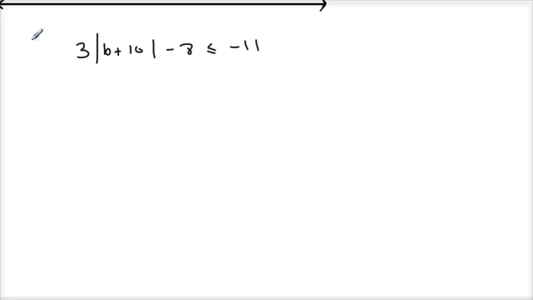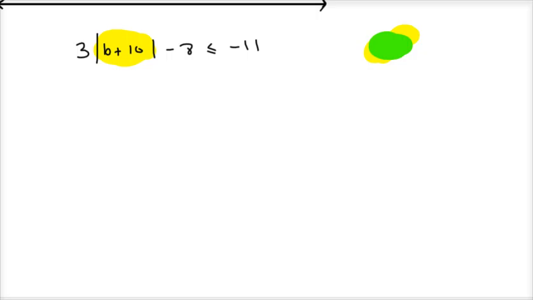Alright, so here we have 3 times the absolute value of b plus 10, minus 8, is less than or equal to negative 11. So we have more going on here. We're actually multiplying and subtracting. And this might be a red light to some of you, where you see this is less than negative 8, and you say, well, you can't have anything less than a negative number, which is normally true. However, until you have isolated the absolute value, until you get this absolute value by itself on one side, do not make that assumption.